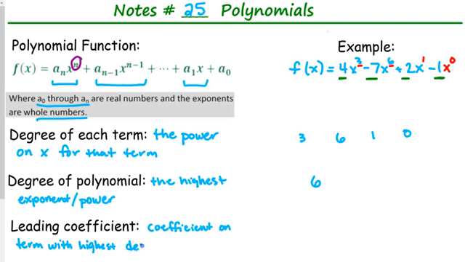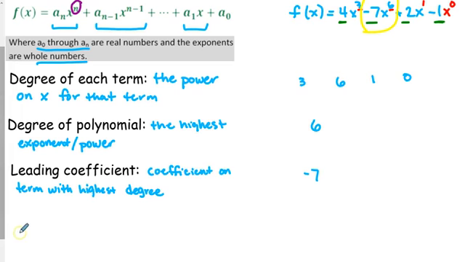So, don't be misled by the word leading. That's kind of a pun, actually. It's not always the one that occurs first. It's the one on the term with highest degree. So looking at my example, the term with highest degree is negative 7x to the 6th, so negative 7 is my leading coefficient. You could also be asked, what is the leading term? So for my example, the leading term would be negative 7x to the 6th. That's the whole term with its coefficient as well as its x to a power.